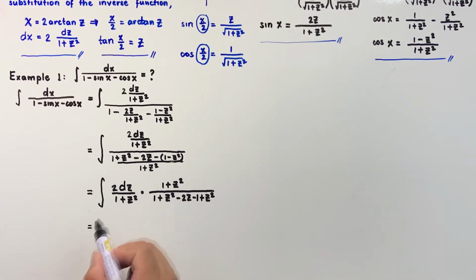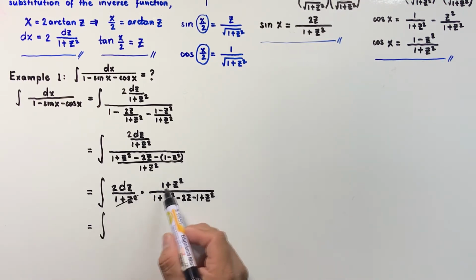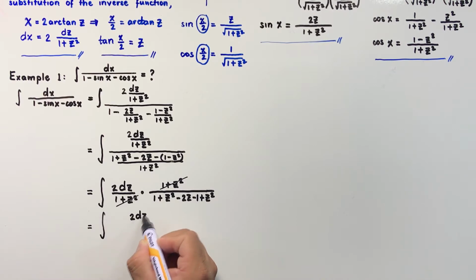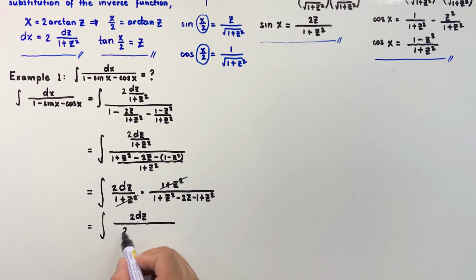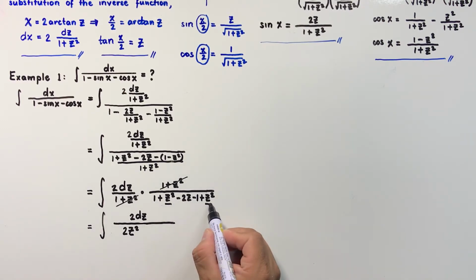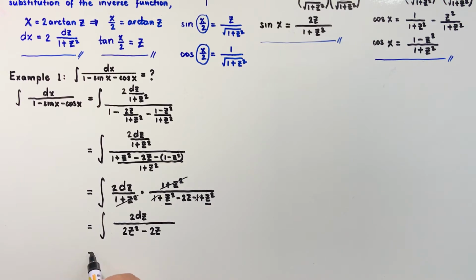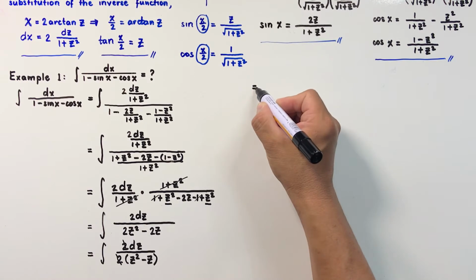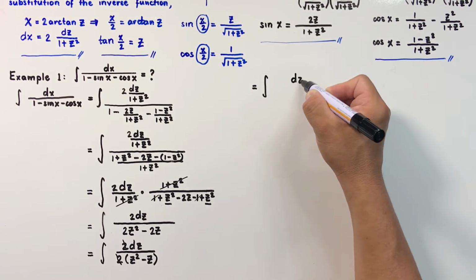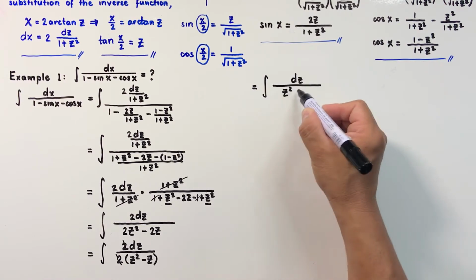Now, looking at the numerator and the denominator, we can see expression that can be cancelled. So we have 2dz, which is divided by 2z squared, because we have 2 z squareds here, but the 1 and the negative 1 cancels each other, and this will be subtracted by 2z. Now we can see that we can factor the 2 in the denominator, which is common to the two terms. So we have 2 times z squared minus z, so that this 2 in the numerator and this 2 cancels each other. So we have our answer as the integral of dz over the value z squared minus z.